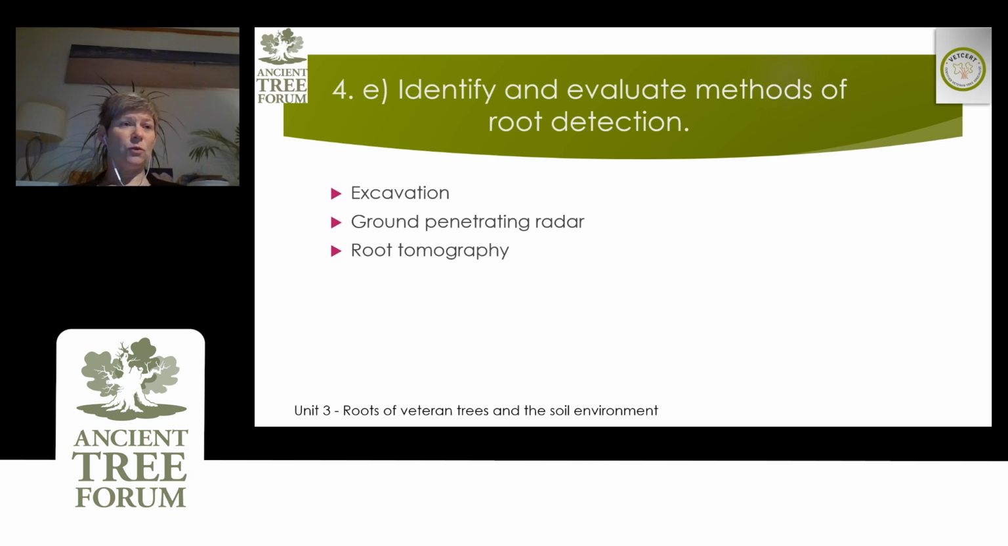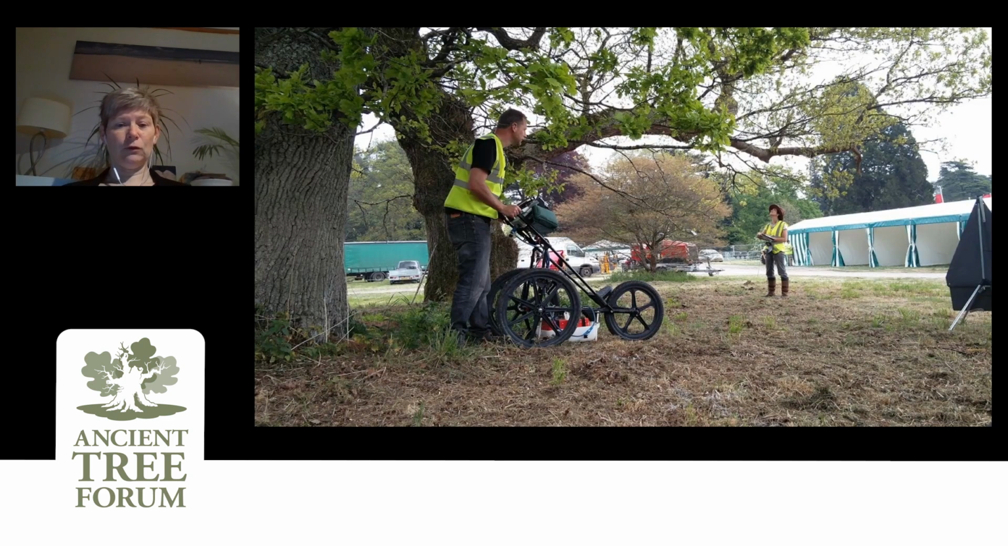Sometimes there's challenges with identifying which tree the roots are associated with. Root tomography is another method, and each of them has their advantages and disadvantages, including cost, time, accuracy, and so on. So this is very important for the vet cert specialist to be able to at least have a working knowledge of those different techniques and their pros and cons in relation to identifying roots with regards to veteran trees. And here's an example of the root radar. This is a picture from the ARB show where the root radar was demonstrated.